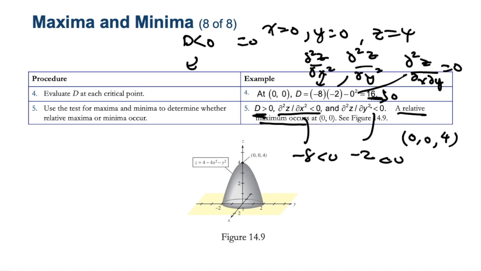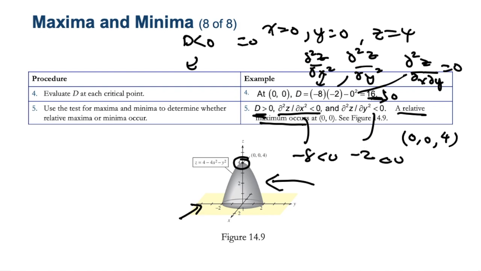Of course, in the exam or in any assignment, I don't ask you to draw this, but this is just for visualization so that you can see what it means by relative maximum when D is greater than 0, which is 16. How do we visualize it? So it looks like this basically. Okay, so 0, 0, 4 is here. So you can see clearly it is a relative maximum.